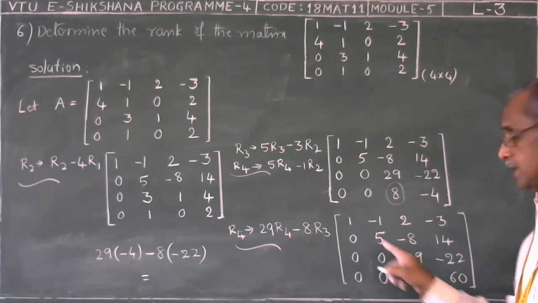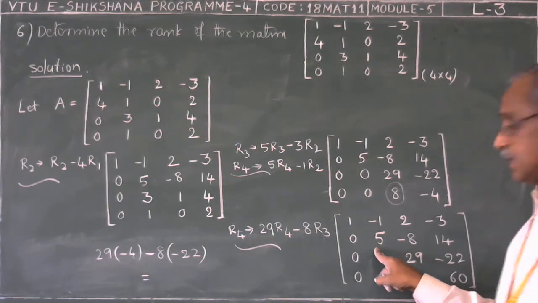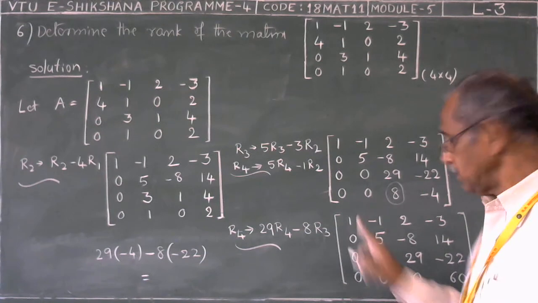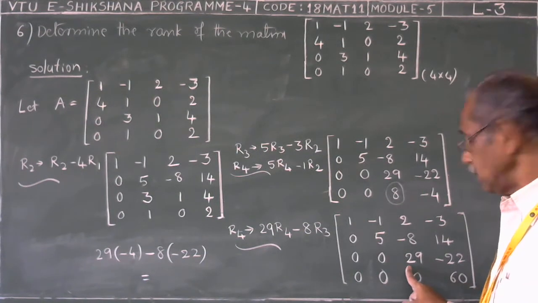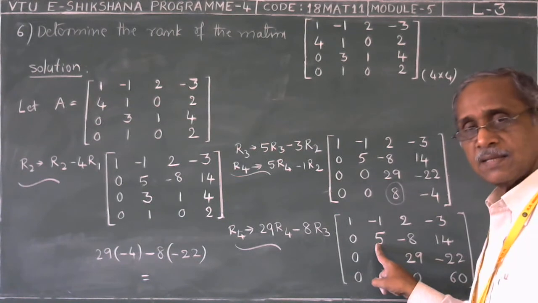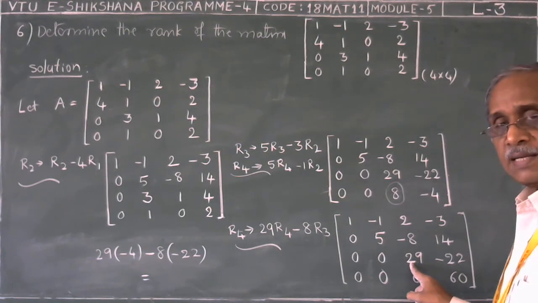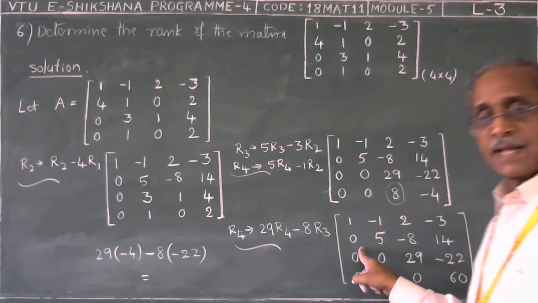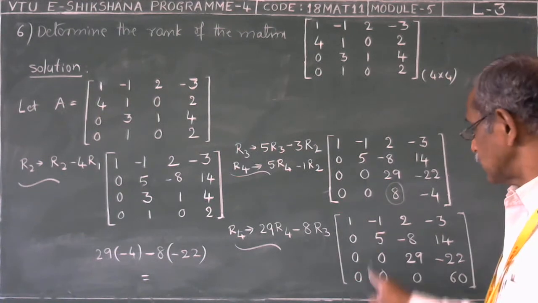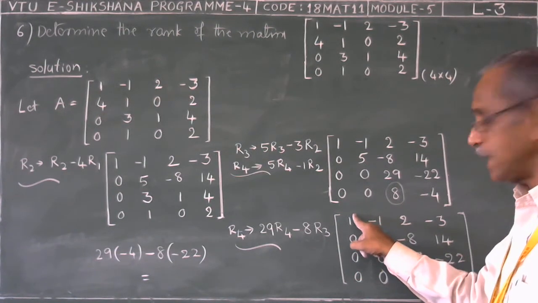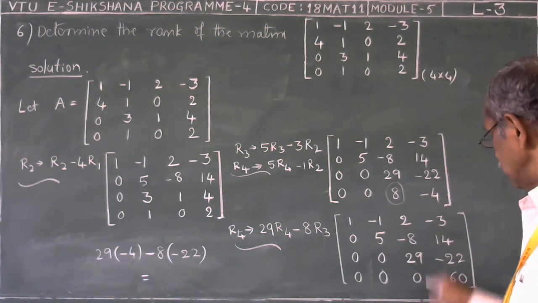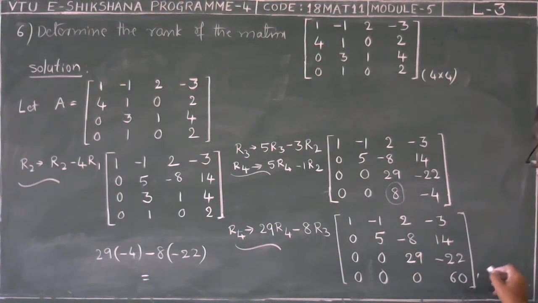Now look at the matrix. The leading entry in the second row is to the right of the leading entry in the first row. The leading entry in the third row is to the right of the leading entry in the second row. The leading entry in the fourth row is to the right of the leading entry in the third row, and all the elements below the leading entry in each column are zero. So this is perfectly in echelon form.